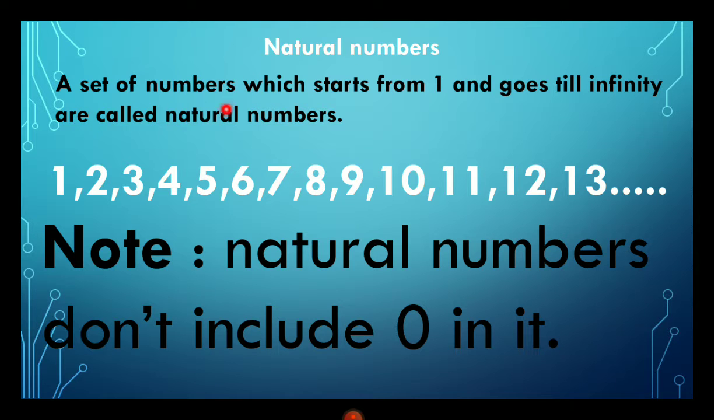Natural numbers. A set of numbers which starts from 1 and goes to infinity are called natural numbers. Some examples are 1, 2, 3, 4, 5, 6, 7, 8, 9, 10, 11, 12, 13, 14, and so on and so forth. Some other examples are 100, 110, 1000, 2000, 3000, etc. You must note that natural numbers don't include 0 in it. Okay?